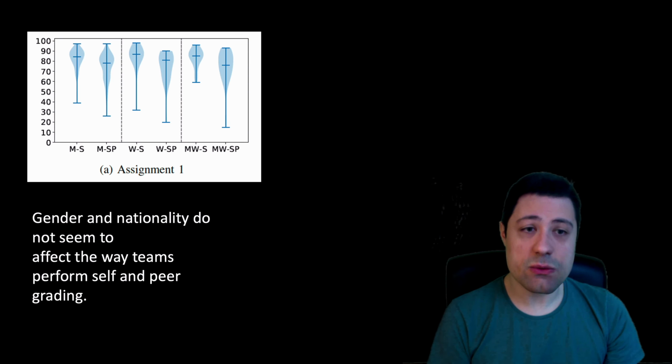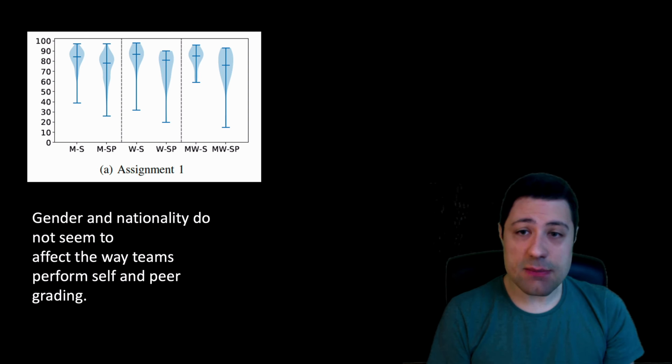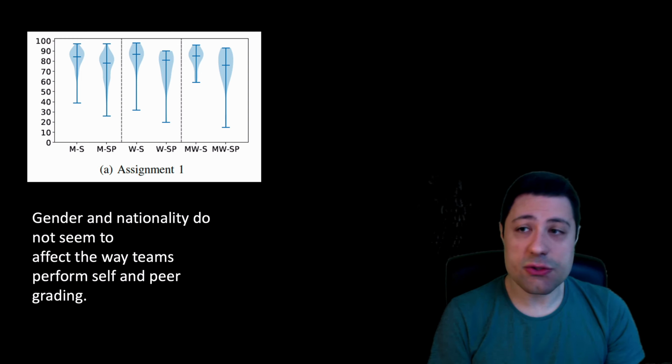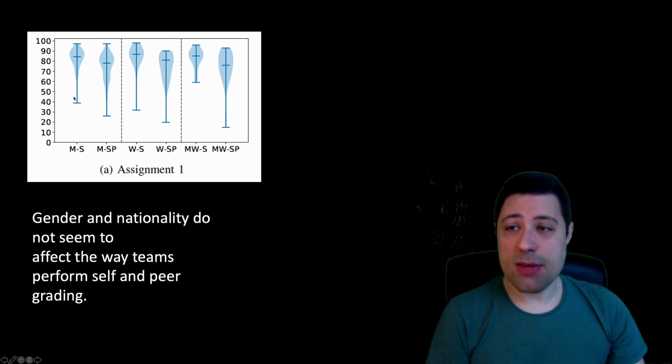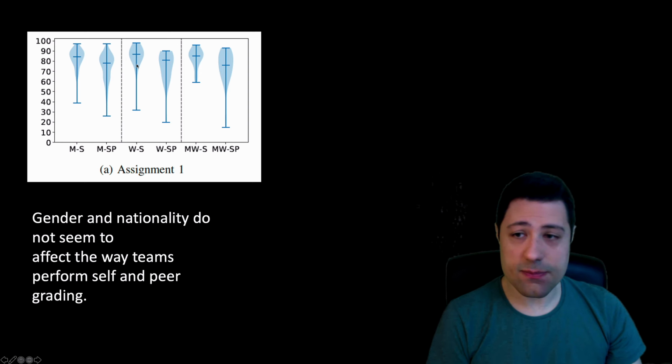Finally, when we tried to control for gender and nationality, we did not see any significant difference in the way different groups self-grade and grade others. So in this picture, I basically show teams that are composed only of men, and they do self-grading and peer grading, then groups that are composed only of women, and groups that are composed of men and women. And if you compare the two sets of box plots, there are no statistically significant differences.